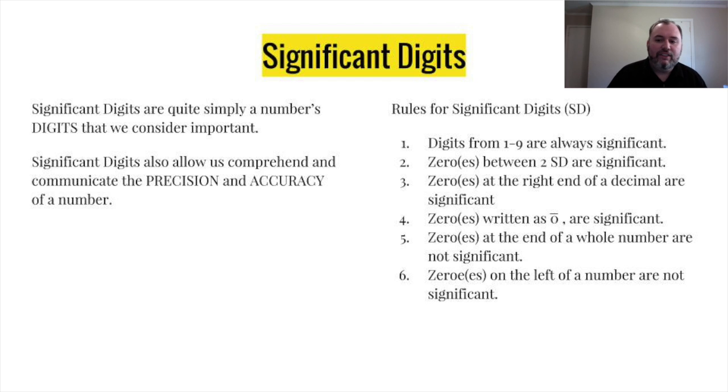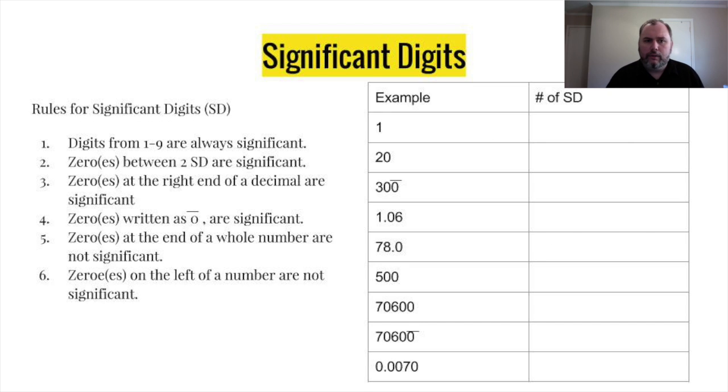Now 5 and 6 are slightly different. Rule 5, zeros at the end of a whole number are not significant, and rule 6, zeros on the left of a number are not significant. Now these rules probably make no sense to you right now, so the best way for us to do it is to look at some examples. First example is the number 1. I'm going to do these first couple with you. We're going to go down this list of rules and find out what applies.